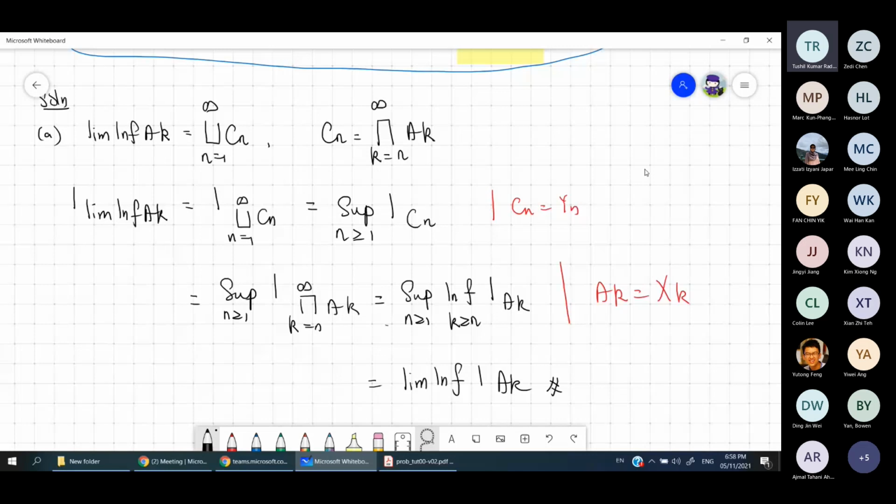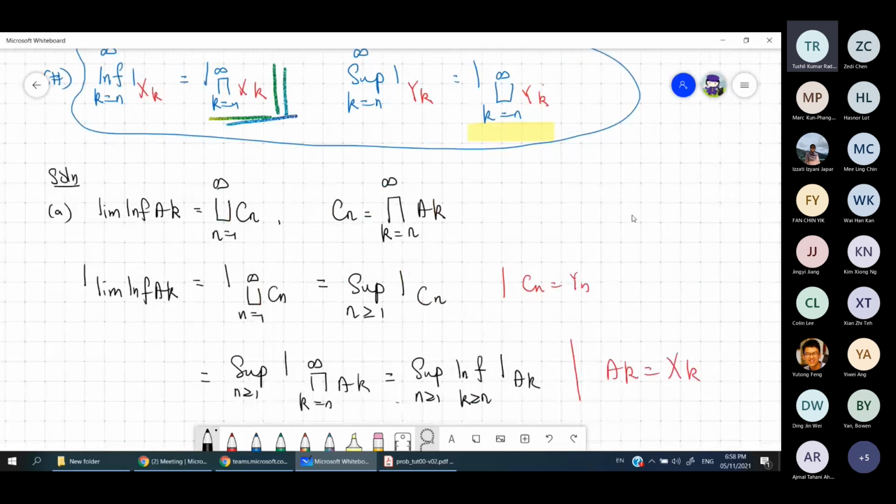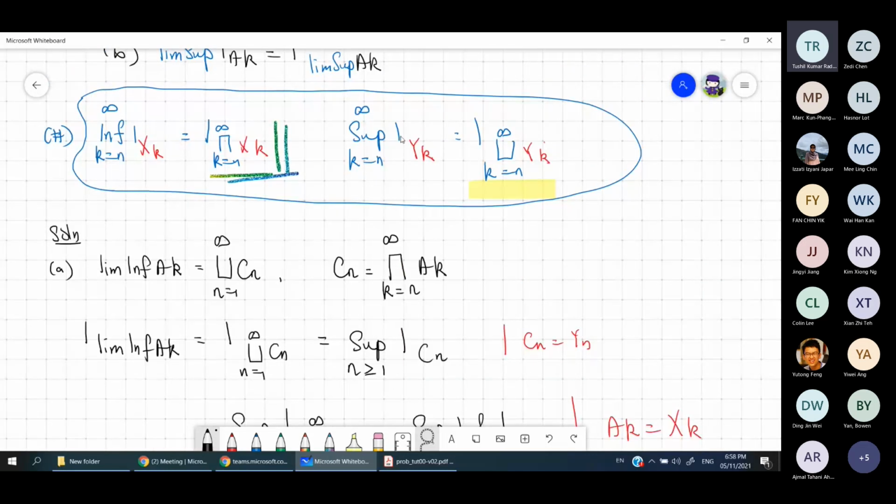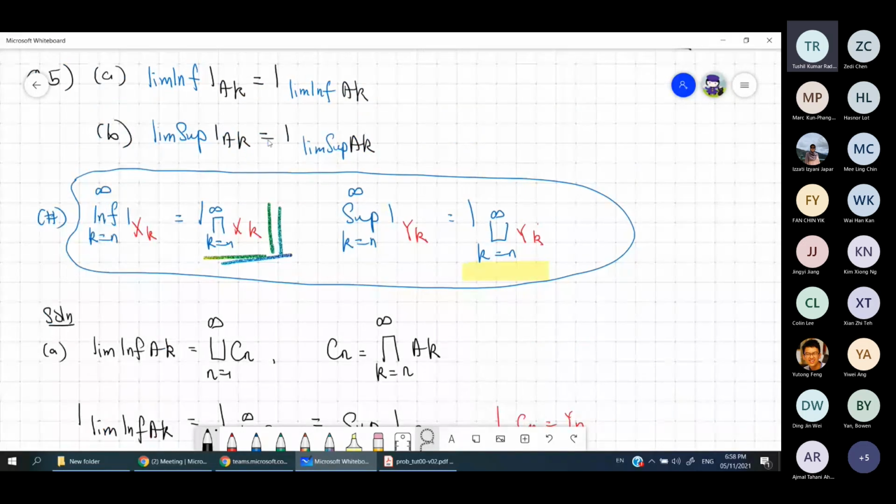So actually, we just apply these two formulas one by one into here, then you will get it. Part B, you can do it similarly, but the only difference is we reverse the order. We first use this formula and then follow with this. So I leave it to you. You go and follow the same idea to do it.